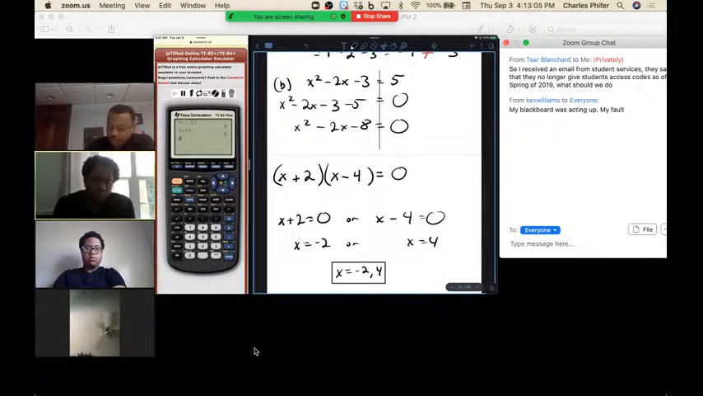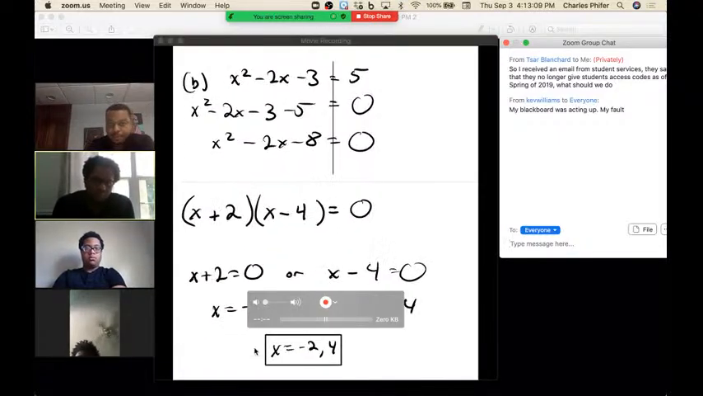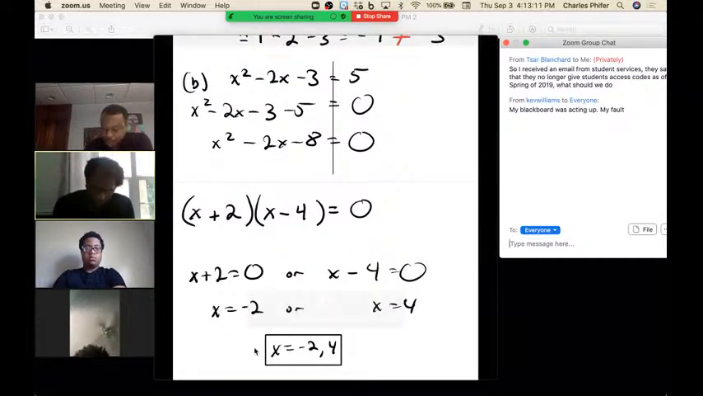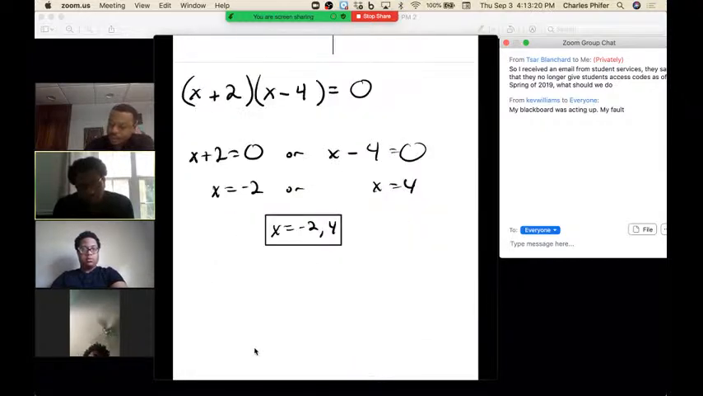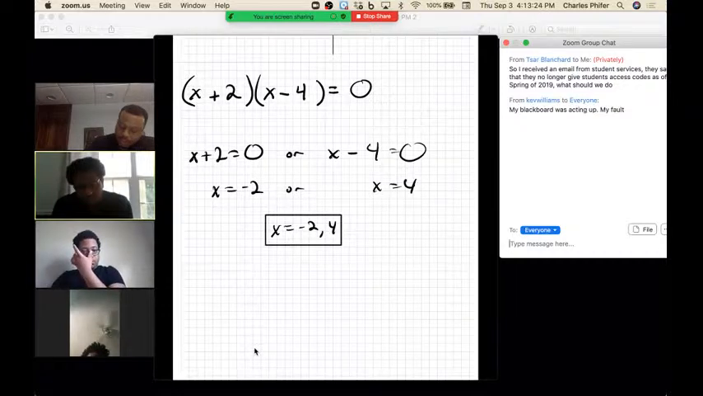Okay, so they both gave us 5, the desired result. So we're good to go there. It says find basically the y-intercepts and the x-intercepts for part D. So I'm going to bring my graph paper back. Then part C asks us to find the y-intercepts. How do we find the y-intercept?